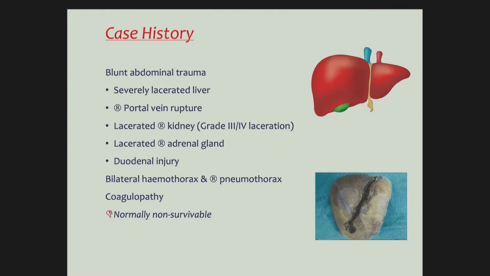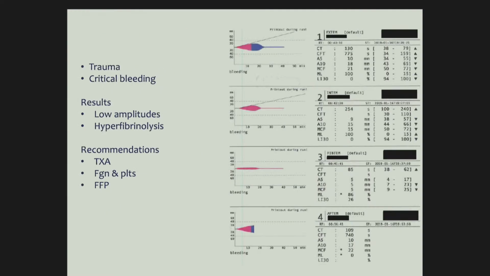His injuries included a severely lacerated liver, portal vein, adrenal gland, and duodenum. He had a hemopneumothorax and was coagulopathic. This was the injury to the liver. So you get the call. We've got this. What are you going to do? What is your response in this situation?